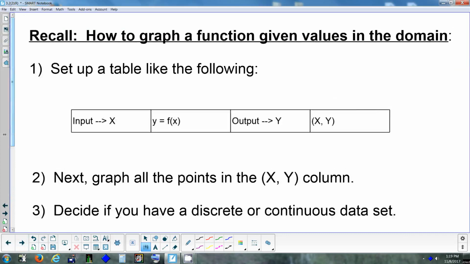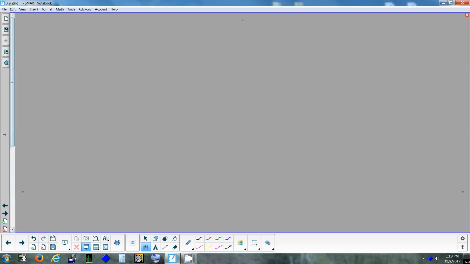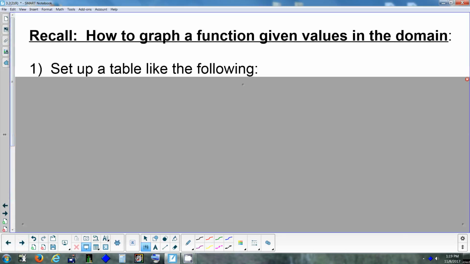Okay. Let's look at this one. So what we're going to look at is how to graph a function if they give you some values. They're going to give you certain values. And part of this is going to be deciding, did they give me something continuous or did they give me something discrete?